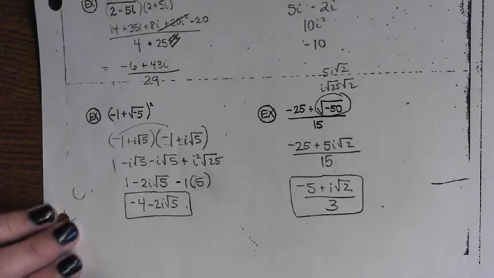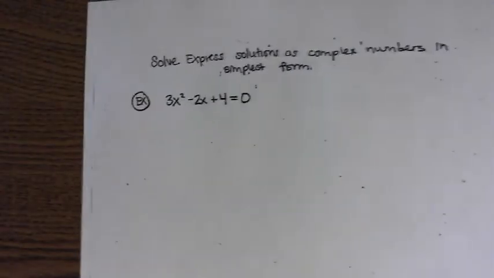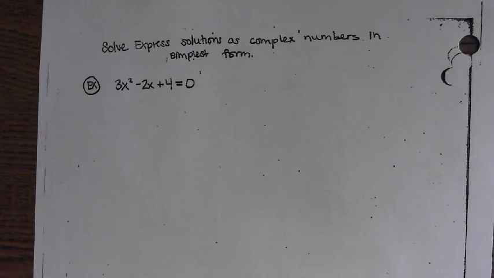Okie doke. I'm nervous. I haven't looked at the back yet. Not since last year. Oh, I know how to do this. So do you. What do you do? Come on, how do I solve this?